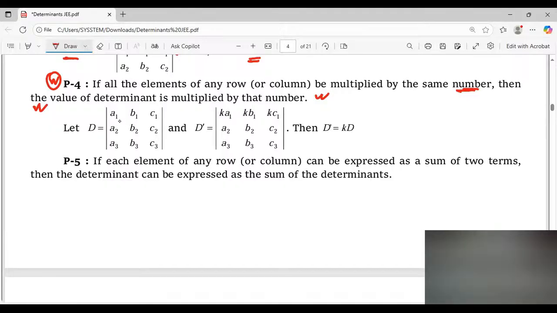So let's see here A1, B1, C1, A2, B2, C2, A3, B3, C3. This is the value of the first determinant, and the value of the second determinant has each term of the first row multiplied by k. Therefore, D' equals kD. There is no problem understanding up to this step. So it is necessary to read or remember the properties related to the determinant.